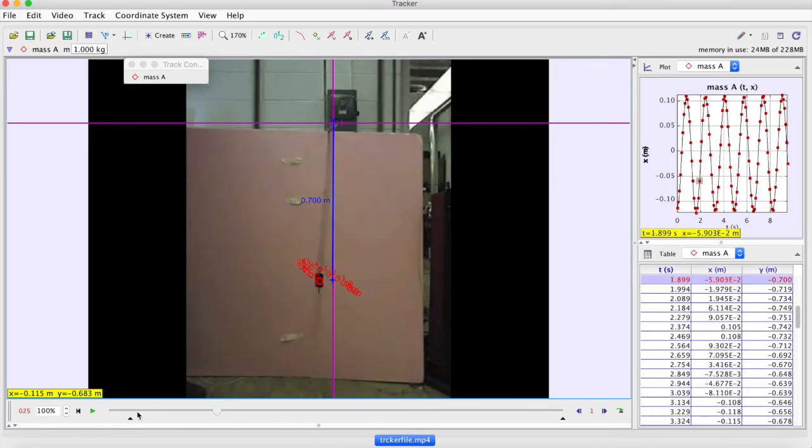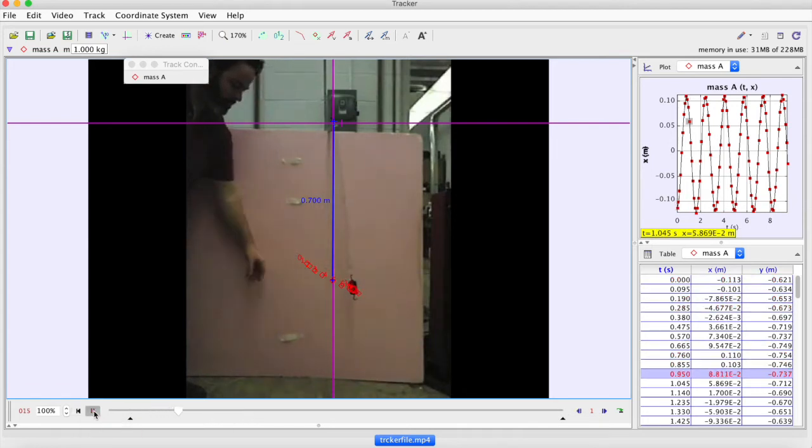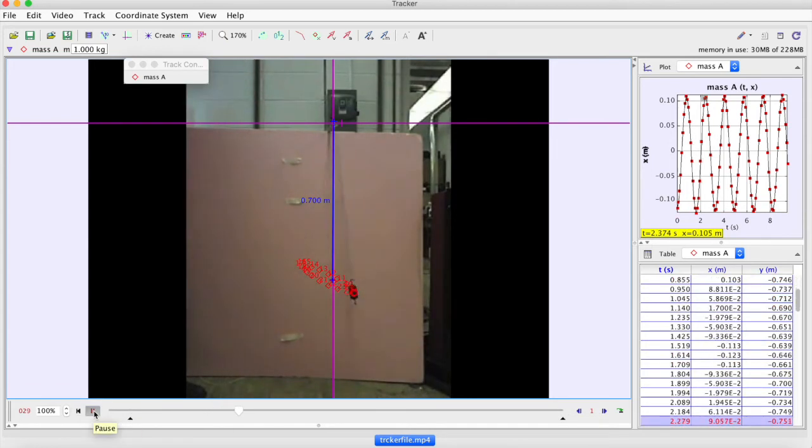Going into Tracker, we can see that we used 0.7 meters as our calibration for this video. We got that from the video. We can also see that as the spring oscillates, seen in the graph and in the data, it has a period. That period we will calculate in the next slide. We can see that the spring oscillates here and continues to provide data in the X and Y direction.